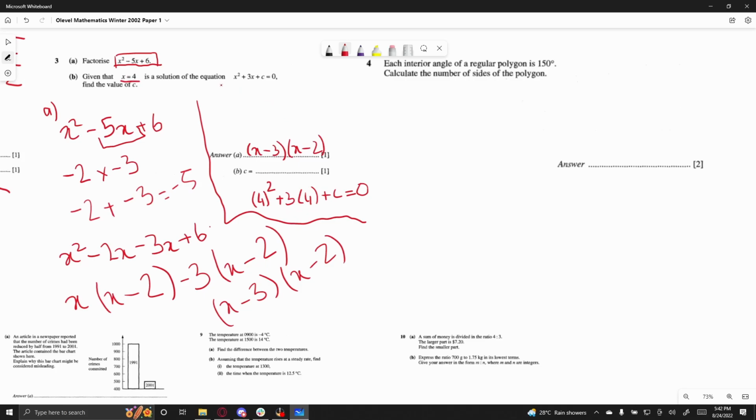So 4 squared is, I'll continue over here, 4 squared is 16 plus 12 plus c is equal to 0. 16 plus 12 is 28 plus c is equal to 0. Now I can subtract 28 from both sides, so this would be 28 minus 28 plus c equals 0 minus 28, right? And since this is cancelled, what we are left with is c is equal to negative 28. So that should be our answer. c is equal to negative 28.